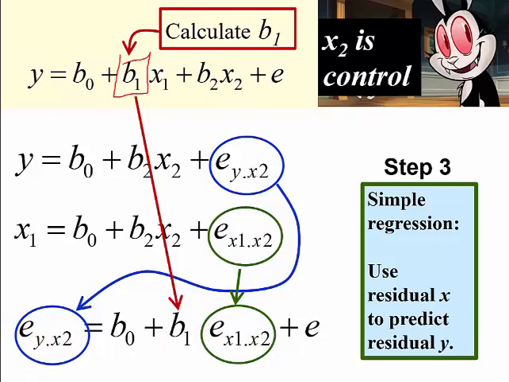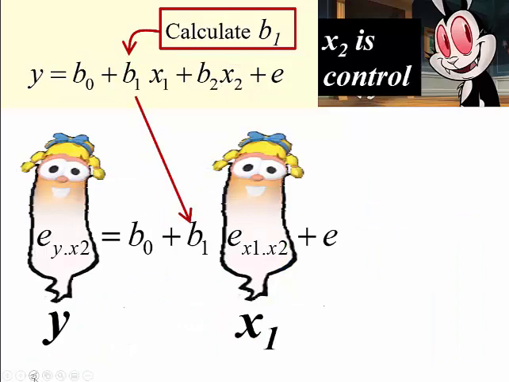What exactly does it mean if you do multiple regression and you have two predictors predicting an outcome variable y, and you get a slope, a beta, for x1? What does that slope mean? What does it tell you? So now you know.